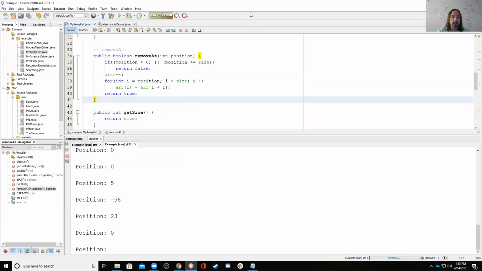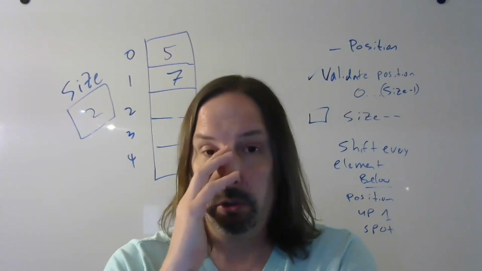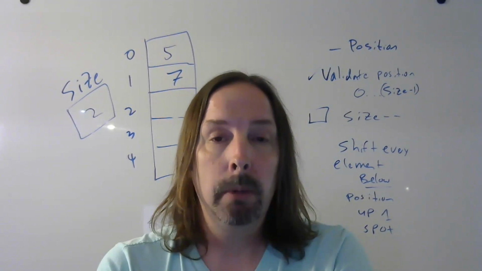That's how programming works. All right, so I'll stop the share. And hopefully now you understand how to remove at in an array-based list.